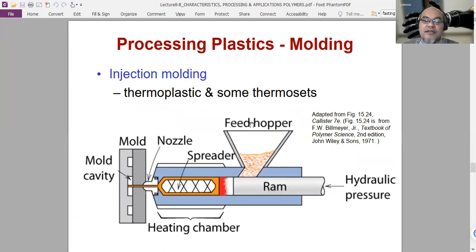In injection molding, the polymer is fed through here, and it is exerted to hydraulic pressure and also heated at the same time. That molten polymer will be injected through this nozzle into the cavity on the other side. This is used for thermoplastic as well as some thermoset.